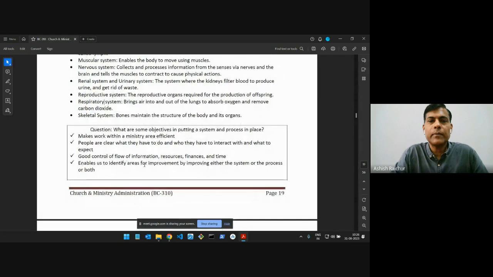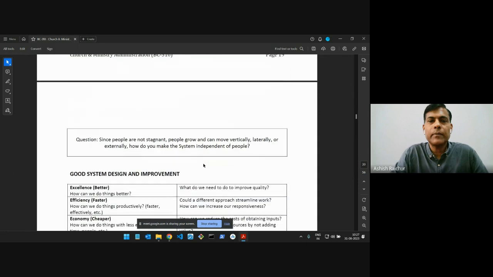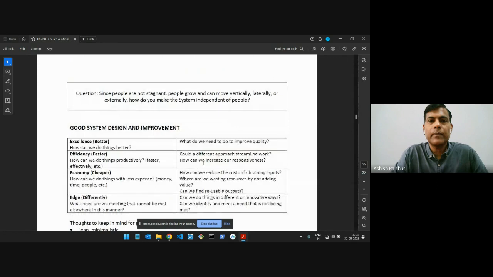So what are the objectives we're trying to achieve in putting a system and process in place? We want to work in a very efficient way. People need to be clear what they have to do and how they have to interact with others. There's a good control of flow of information, resources, finances, and time. And we can also look at ways to keep improving the system and the process so we can get better as an organization.